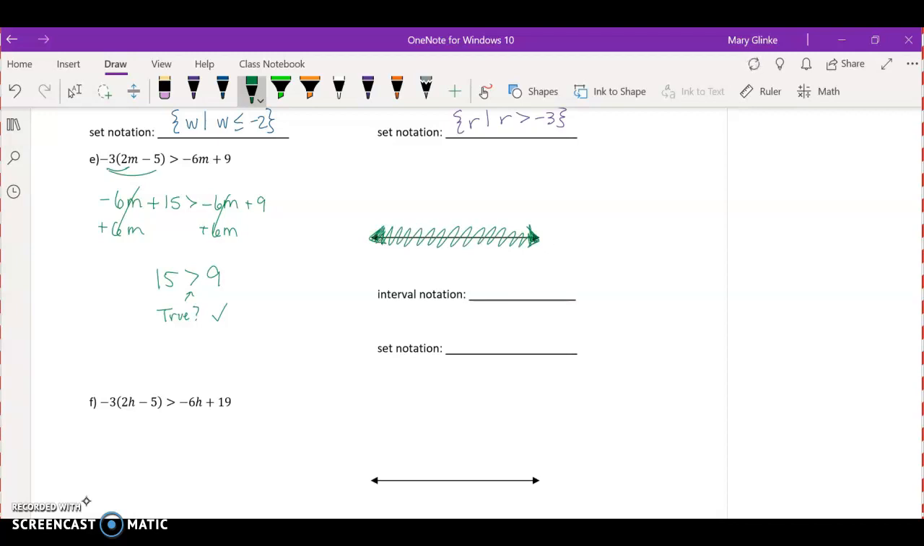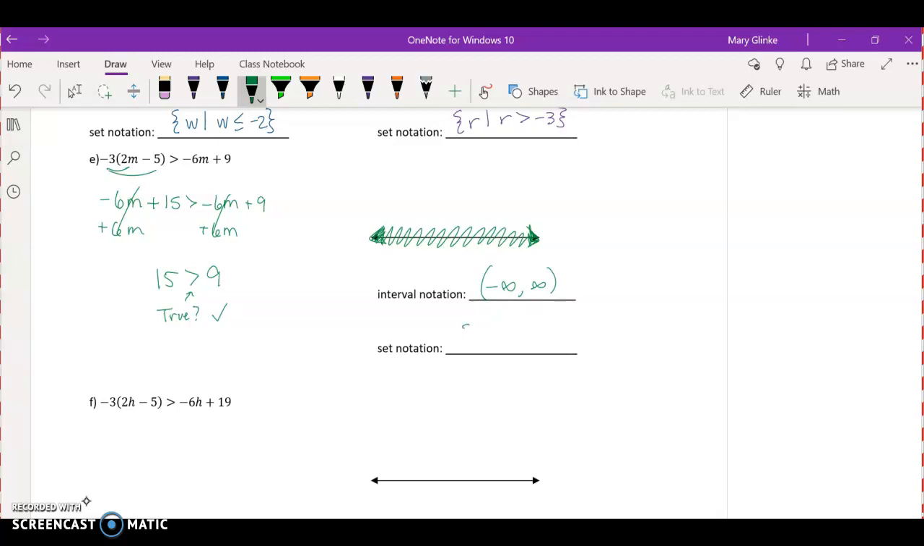You would show that by shading your whole number line. For interval notation, you're asking yourself what is shaded on your number line, and everything is. Everything to the left is shaded, everything to the right is shaded, and everything in between. So the left is negative infinity, the right is positive infinity, and those are both going to be parentheses.